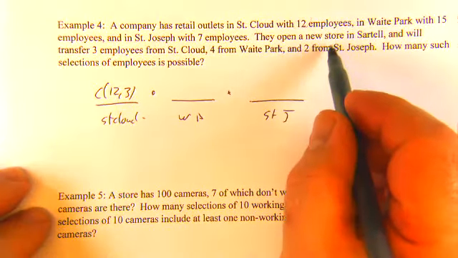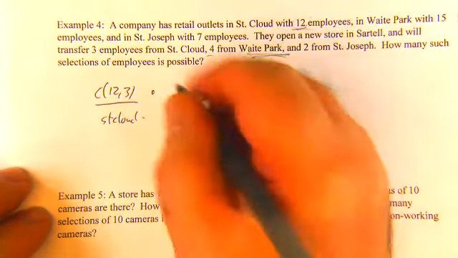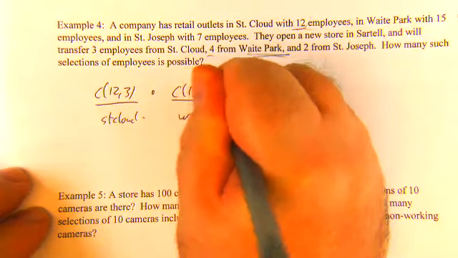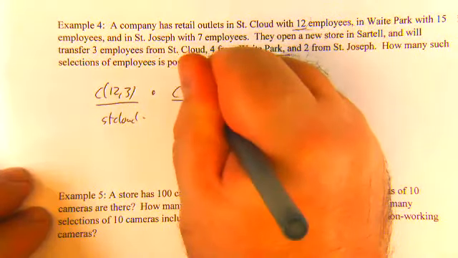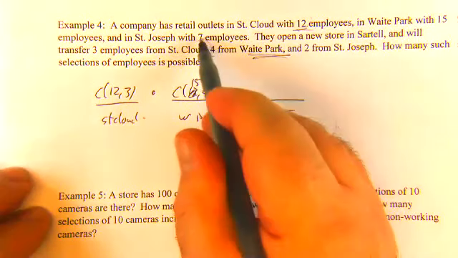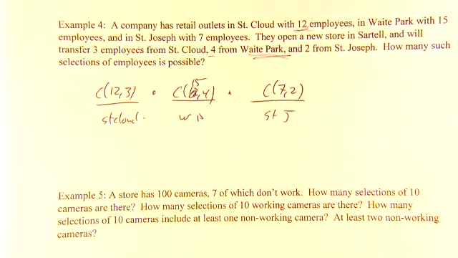Then from Wake Park, which has 15, they're going to take 4. And then from St. Joseph, they've got 7, but they're going to take 2, so C(7,2). Multiply those together, and that tells you all the different ways that they can take these 9 people out of their employee staff and transfer them to Sartell.